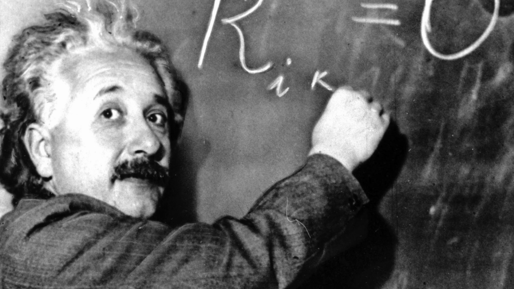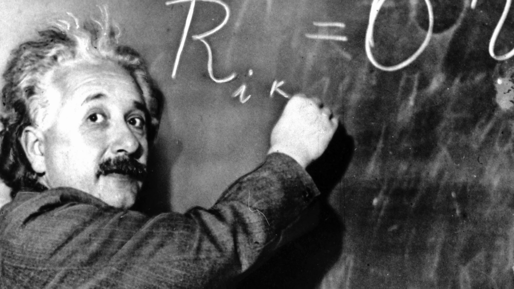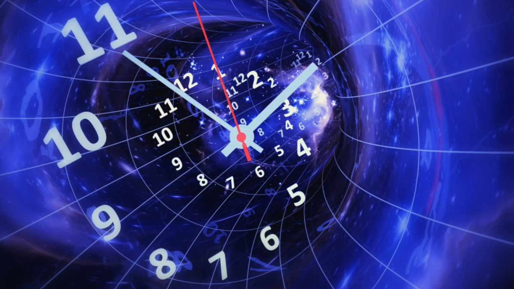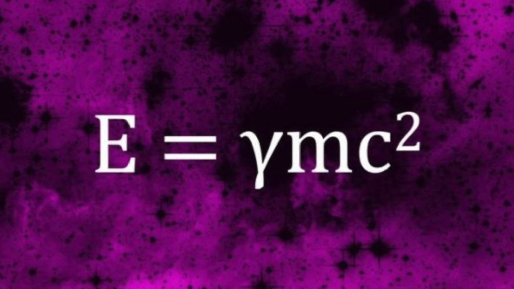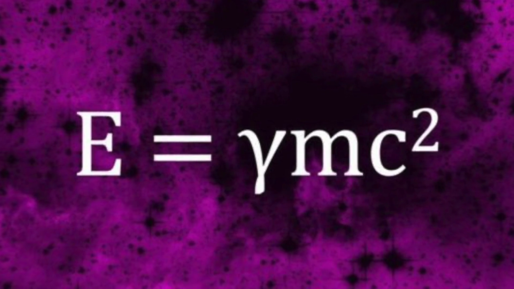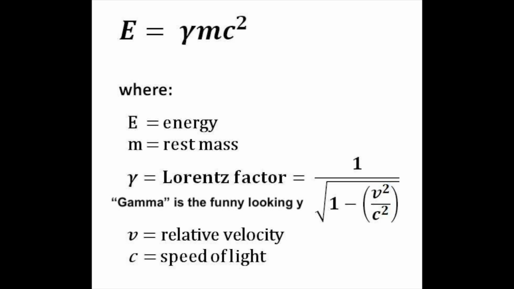Our current understanding of space-time physics comes from Albert Einstein's theory of general relativity, which states that space and time are fused, and his theory of special relativity, which states that nothing can travel faster than the speed of light. This is due to the famous equation E equals gamma mc squared, which shows mathematically that anything traveling at the speed of light can't have mass, since gamma would be equal to infinity.